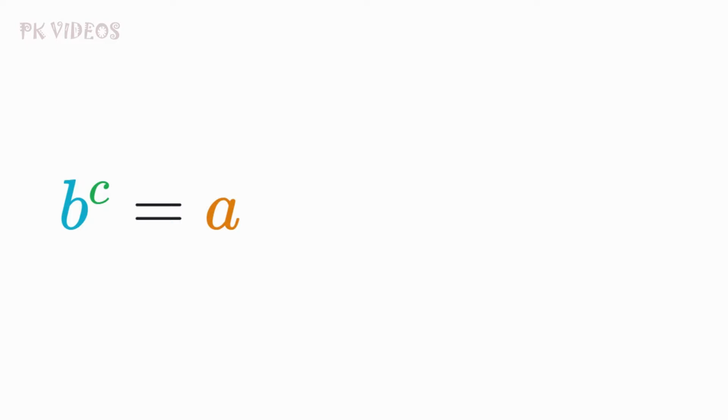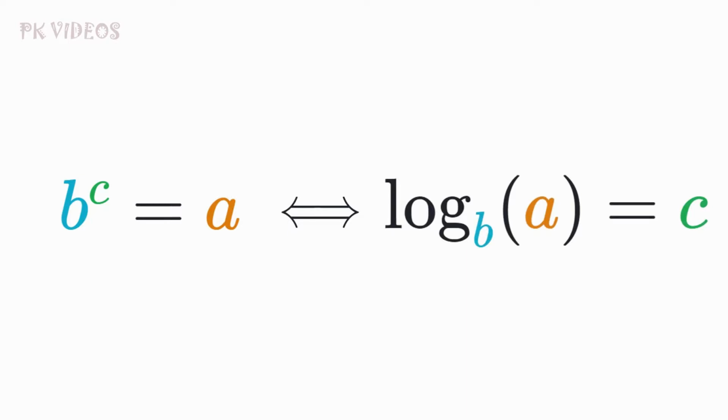Now if you have to transfer this into logarithmic form, how can we represent this? It is log a to the base b is equal to c. Here, this b, which is in blue on both sides, is the base. So when we have that base b in the exponent, when we write it in the form of logarithm, then it will be log to the base b.